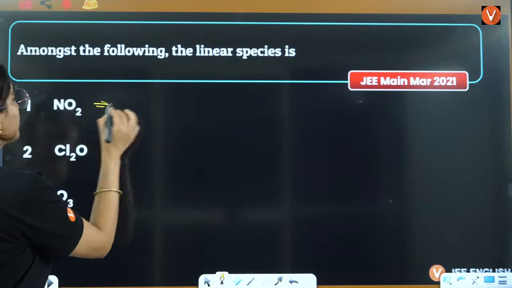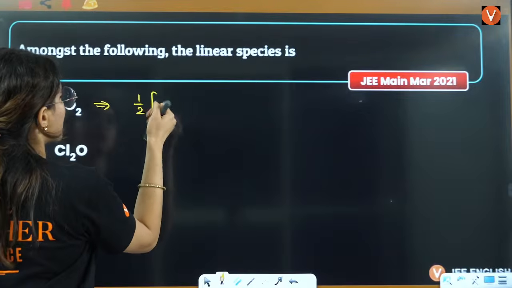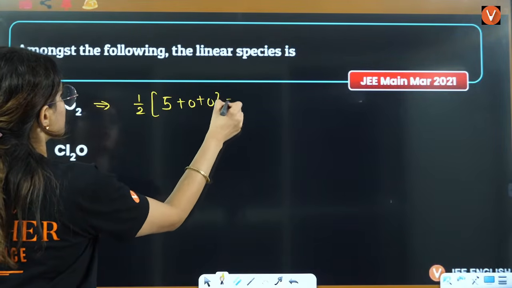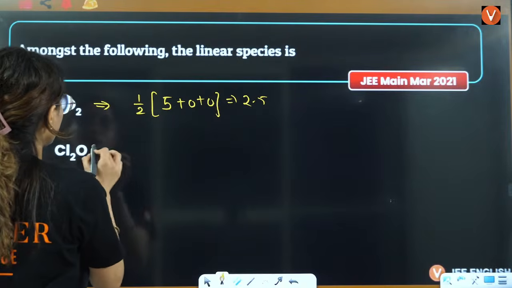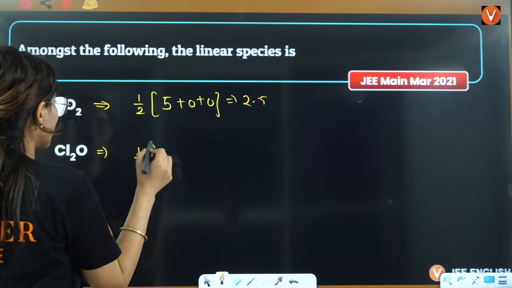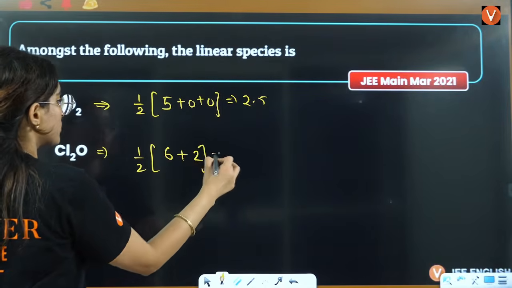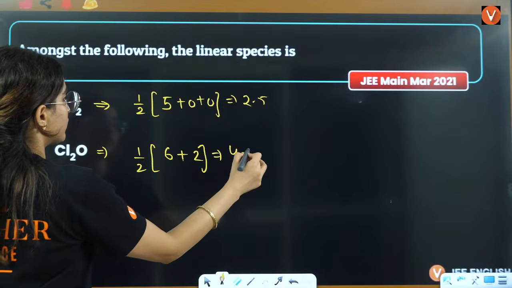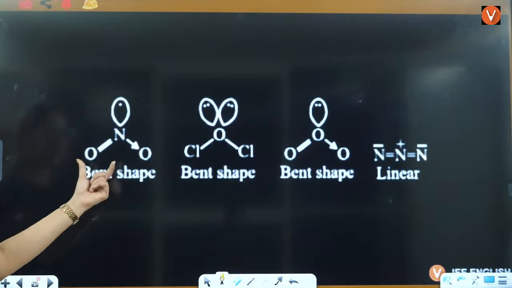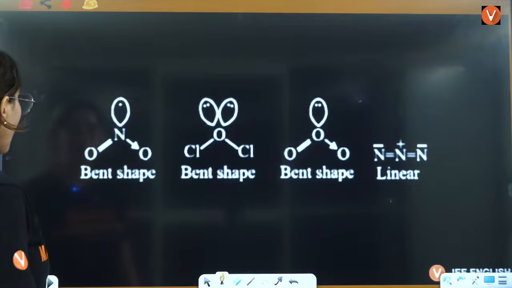Nitrogen is having 5 plus 0 plus 0, that is going to be 2.5 something, right? And here, oxygen is the central atom, that is 6 plus 2 monovalent, so this is going to be 4, that is sp3, right? NO2 is not exactly going to have a hybridization because of the coordinate bond that you have here, right?